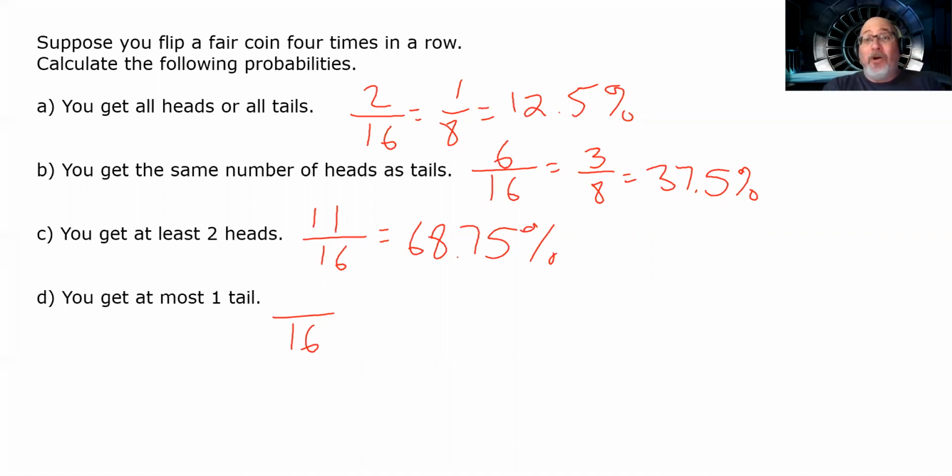You get at most 1 tail. Well, let's think about what that means. At most means no more than that number. So at most one tail means 0 tails or 1 tail. You can't have 2, 3, or 4 because it can be at most 1. So in the tree diagram, we are looking for the branches that have 0 or 1 tail.